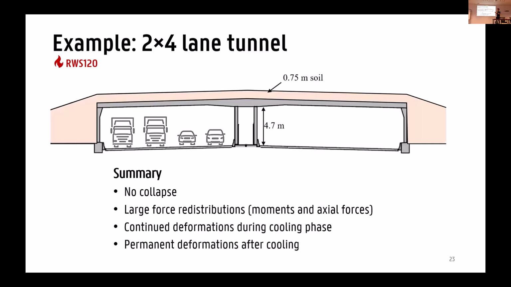So if you look at the summary of this analysis, we see that in this case, for a 2-hour RWS fire, which is a very severe fire, we don't get the collapse, but we do get very large force redistributions, both in terms of the moments and also the axial forces. We get a lot of deformations, and some of these deformations are permanent. And when we look at these results, we have some idea that probably this tunnel will also be quite damaged after a fire. It didn't collapse, but can we reopen it tomorrow or not? That is still a bit of an open question.